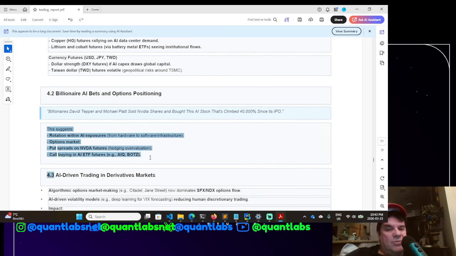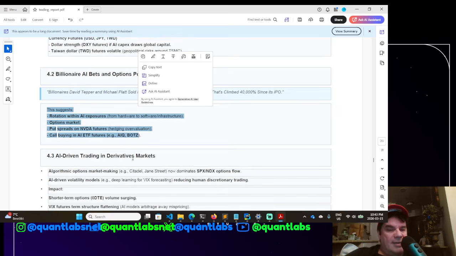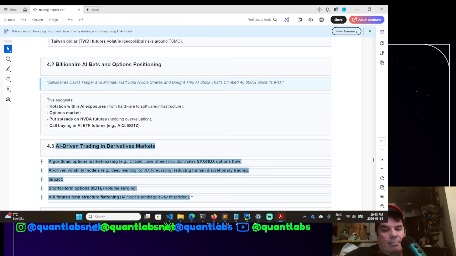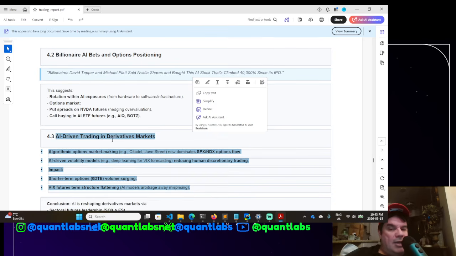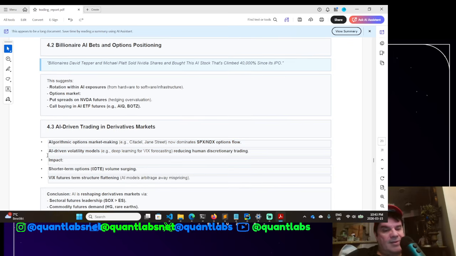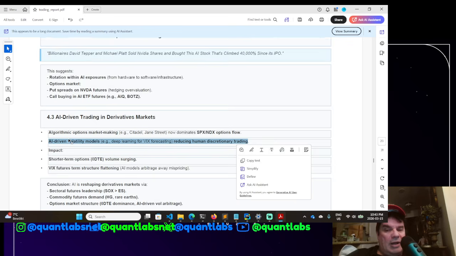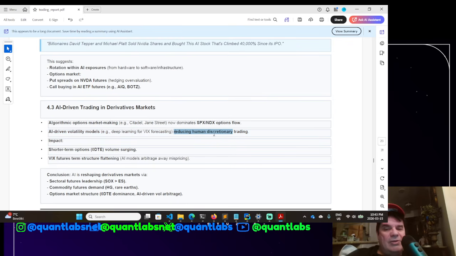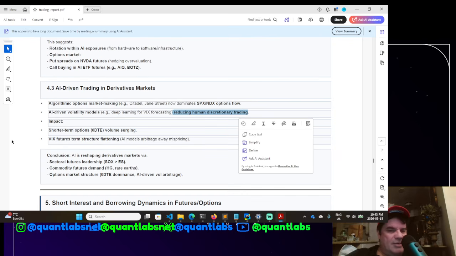Okay, so here's what they're suggesting: call buying an AI ETF, futures, AIQ, and bots. And again, more AI-driven trading in the derivatives market, algo options, market making. Again, big drivers: Citadel, Jane Street. These dominate the option flow for NDX and SPX. AI-driven volatility models, deep learning for mixed forecasting, reducing human discretionary trading. And again, that's taking advantage of the human traders, the retail traders.